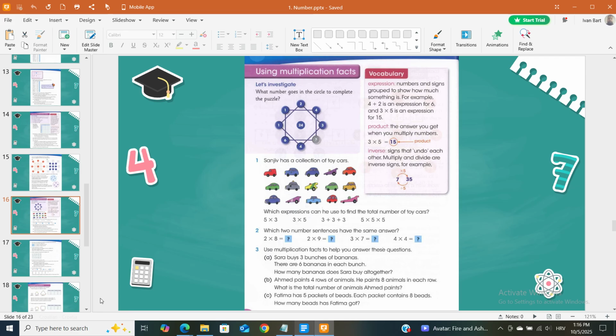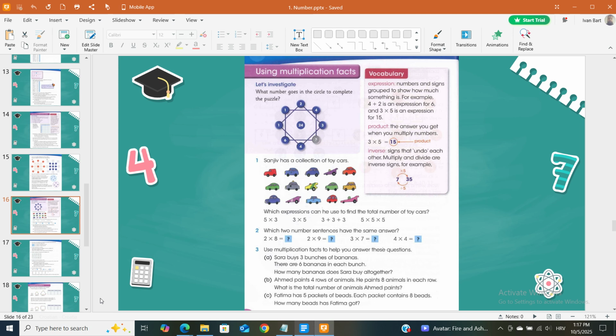Use multiplication facts to help you answer these questions. A. Sarah buys 3 bunches of bananas. There are 6 bananas in each bunch. How many bananas does Sarah buy altogether? B. Ahmed paints 4 rows of animals. He paints 8 animals in each row. What is the total number of animals Ahmed paints? C. Fatima has 5 packets of beads. Each packet contains 8 beads. How many beads has Fatima got?